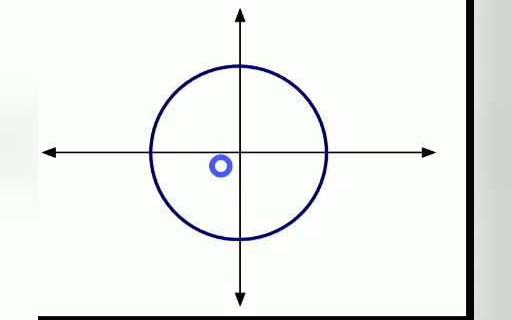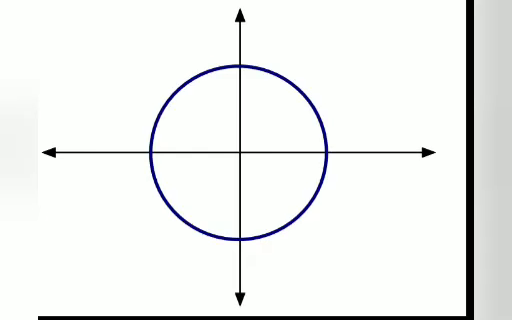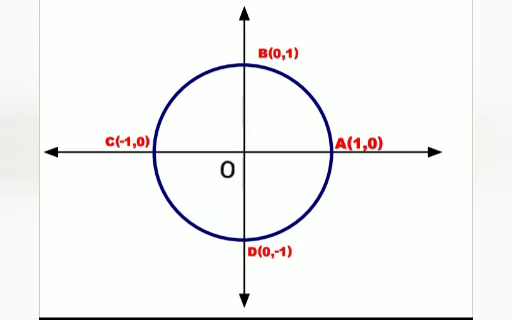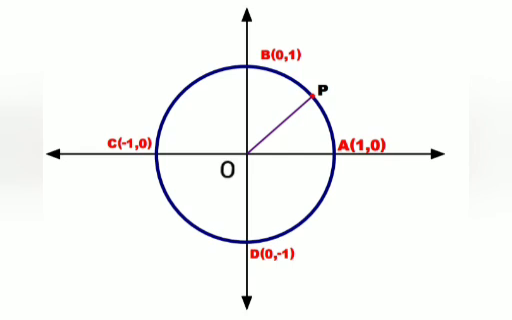Now, let's take coordinate axes, x-axis and y-axis, and we draw a unit circle with center at origin. Now, this circle cuts the coordinate axes at A, B, C, and D. Here OA is equal to 1 unit, OB is also 1, OC is equal to 1, and OD is equal to 1 unit. Now let us take a point P on the circle. Then the distance OP is also equal to 1 unit, as it is the radius of the circle.